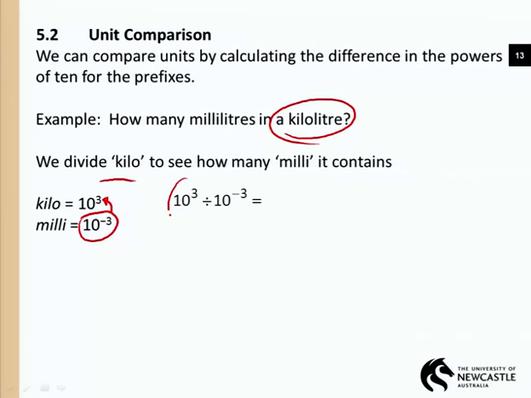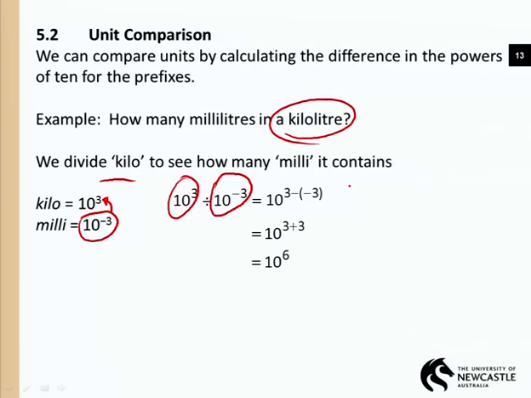So I get the kilo, the big thing, and divide it by the little thing. The index law tells us if we're dividing with the same base, we just subtract the powers. 10 to the 3 divided by 10 to the minus 3 is 10 to the 3 minus minus 3. Do a subtraction. 3 minus minus 3, that's 3 plus 3. It's 10 to the 6.